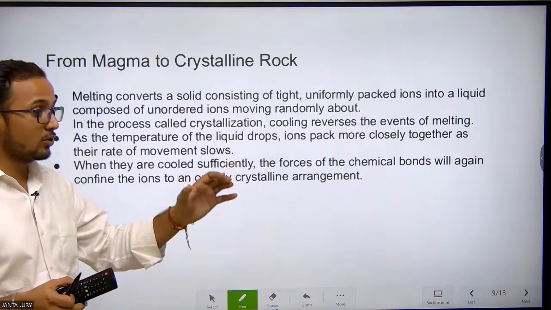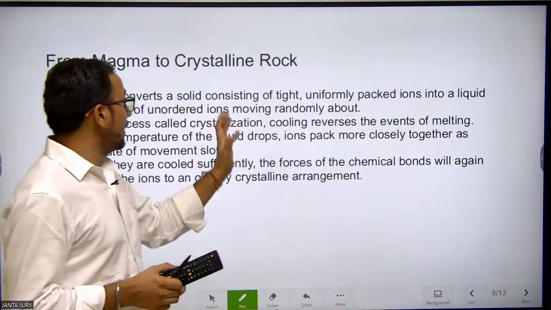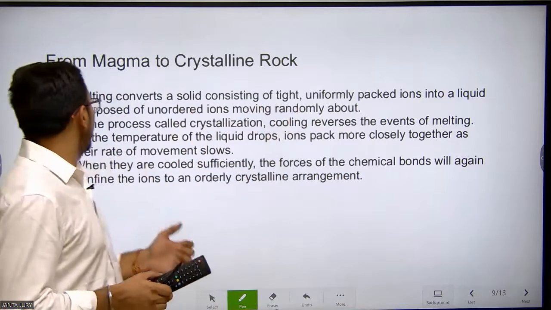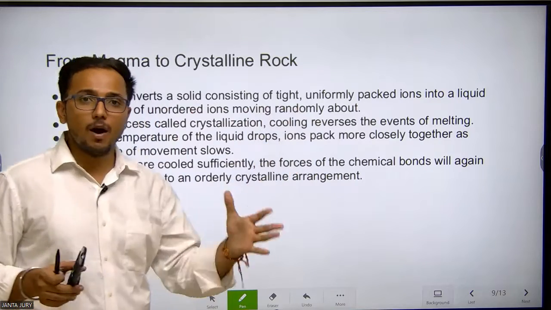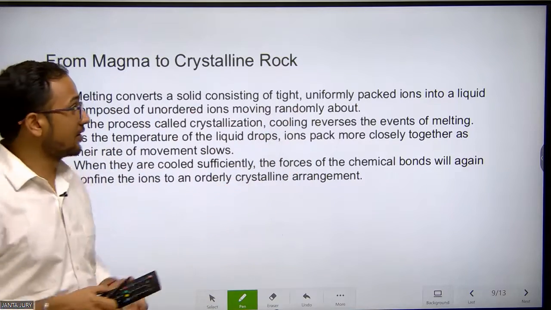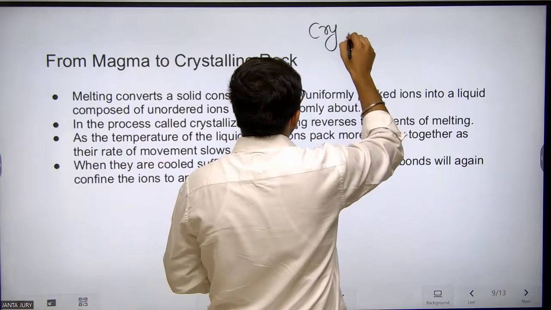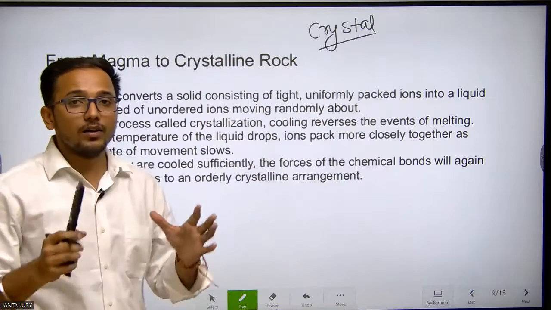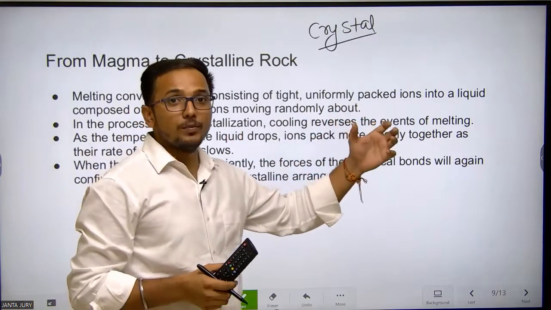So simply understand that melting converts a solid consisting of tightly, uniformly packed ions into a liquid composed of unordered ions moving randomly about. How will this happen? Let's understand. Because we know what a crystal is. So we have to first understand what a crystal is. Crystals are an orderly and uniform packing of the ions.